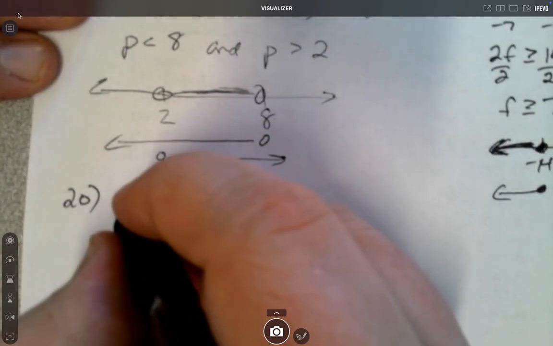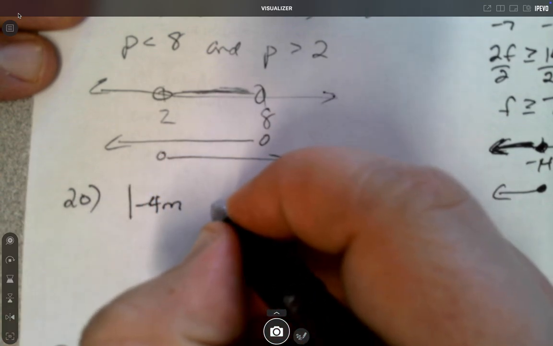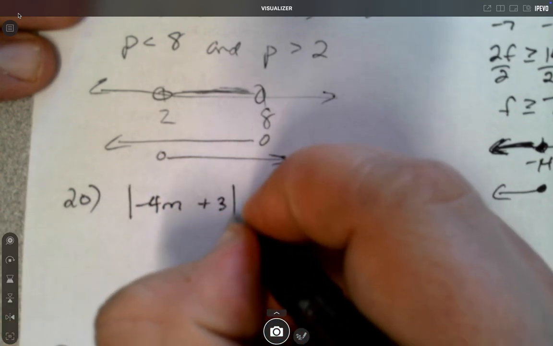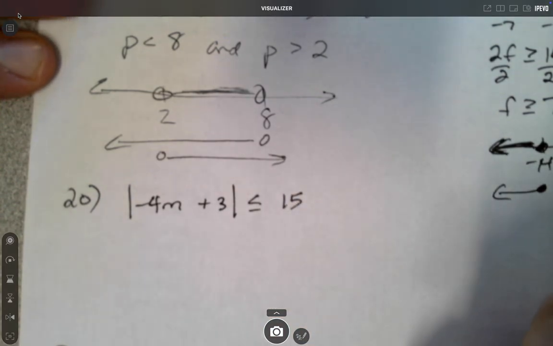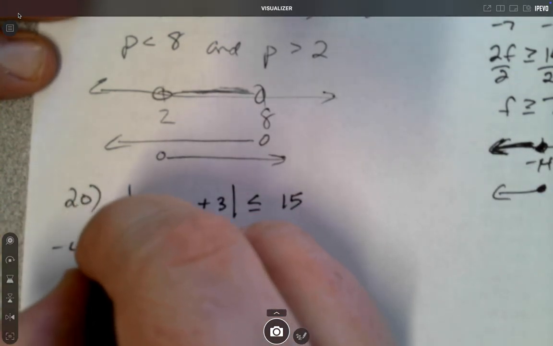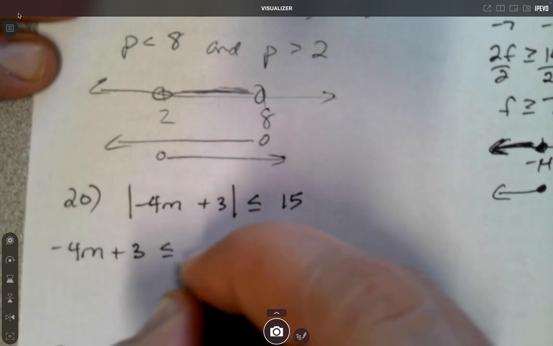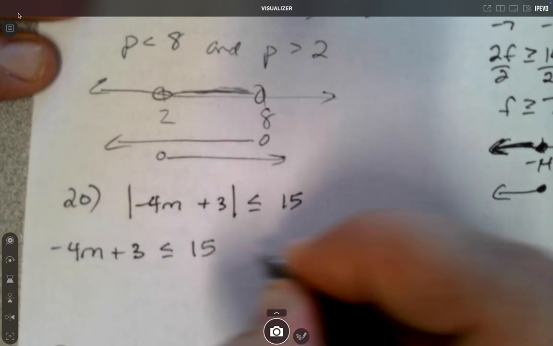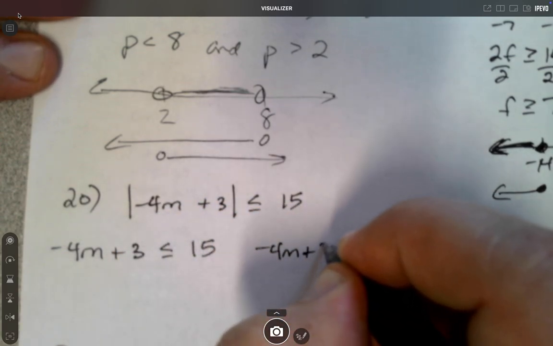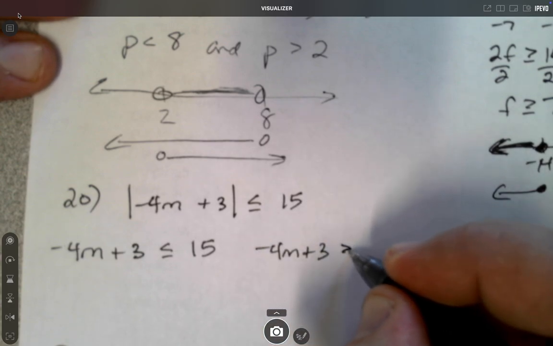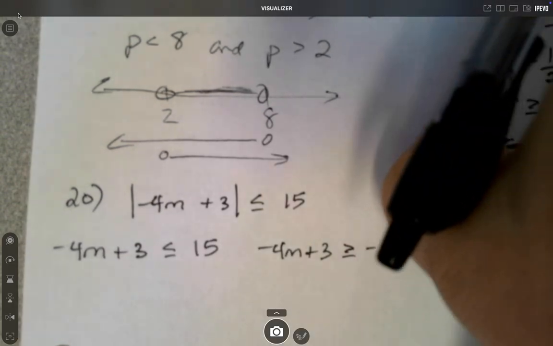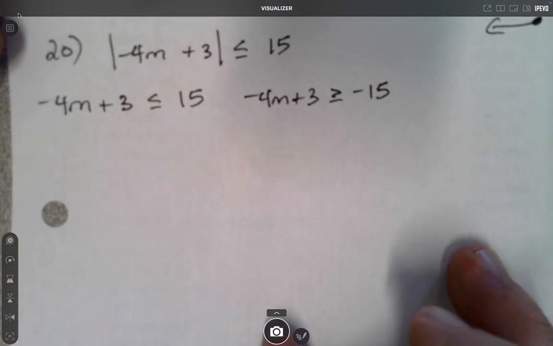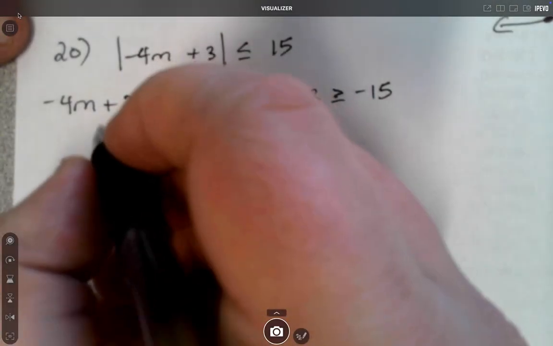Number 20, |-4m + 3| less than or equal to 15. So we write the equation just as it is, and we write the equation same on the left, but change the inequality sign, flip it around, and make the answer negative. Okay, I think you guys are good at solving these. I'm going to do this pretty quickly.